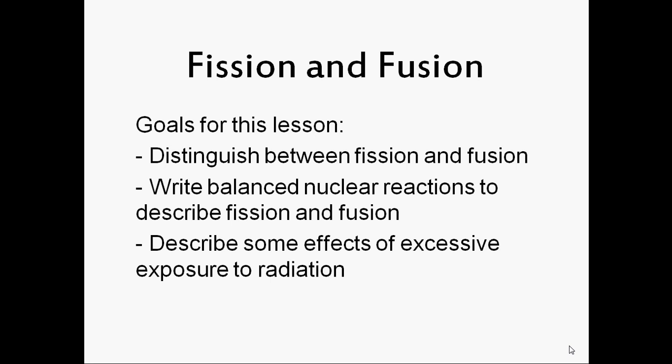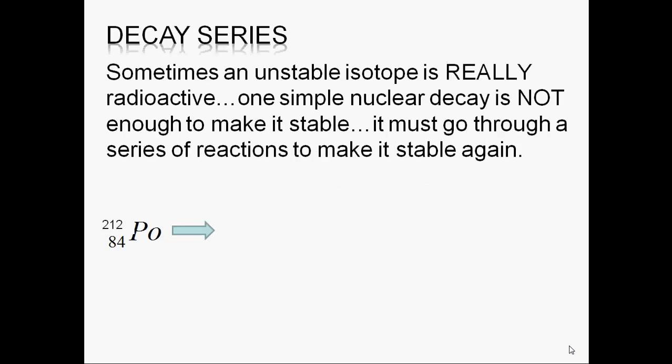So our main goals for this lesson: first of all, talk about what fission and fusion are and how they are different. Second, practice writing those balanced nuclear reactions to describe those different types of reactions. And then just talk a little bit about some of the effects of being exposed to radiation. Okay. So just to finish talking a little bit about nuclear decay.